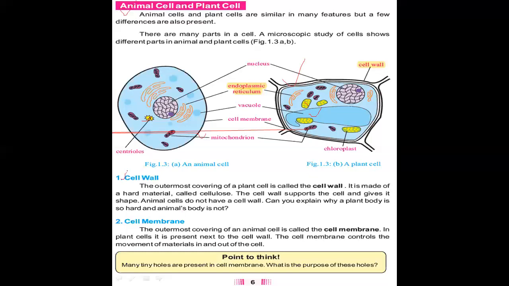See here, the first one is cell wall. When you see cell wall, it is the outermost covering. Definitely it is the outermost covering of plant cell. Only plant cell? Yes, it is present only outside the plant cell. It is not present in animal cell. Why? Because it is made up of a hard substance that is called cellulose, and that cellulose gives the cell a harder and stiff structure.